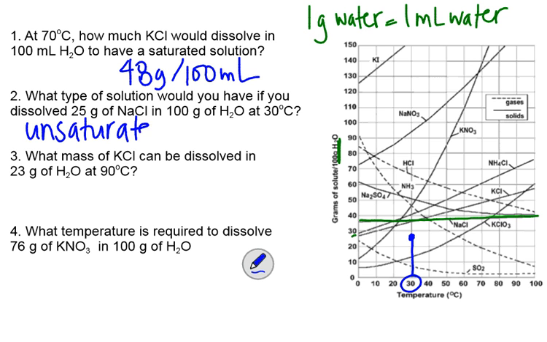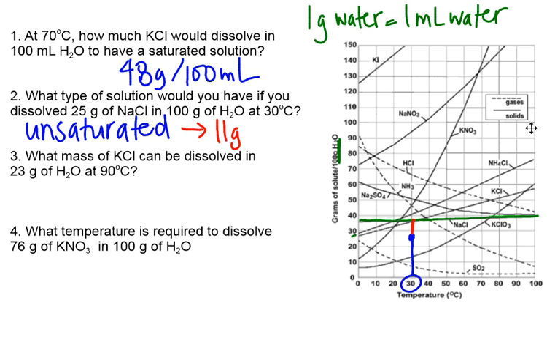I could still add another few grams. So this amount here in red, that's how much more I could still add before I hit the saturated mark. It doesn't ask in this question, but if I'm starting at 25 and going up to 36, I could add about 11 more grams before it became saturated.